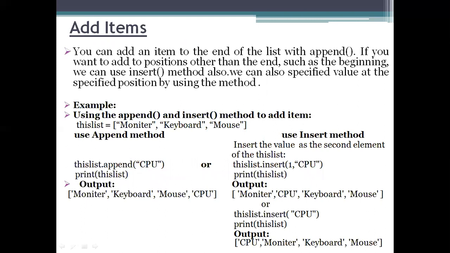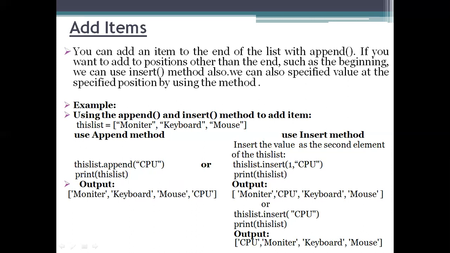Next is add item. You can add an item to the end of the list with append. If you want to add at a position other than the end, such as the beginning, we can use the insert method also. We can also specify a value at the specified position by using the method. In the example, we are using append and insert methods. First, we are using the append method. We have created a list. Now in that list, we are going to add a new item by using the append method.